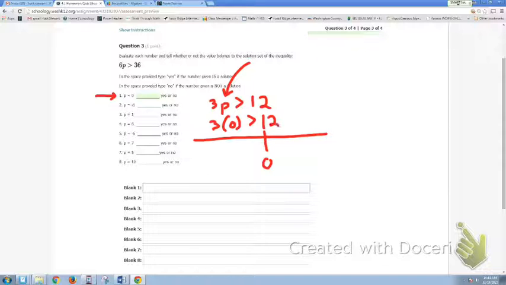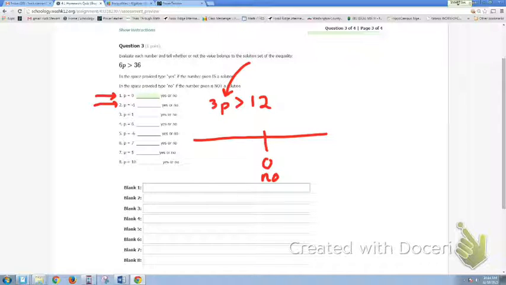And the question is, is this true? Well, 3 times 0 is 0. Is 0 greater than 12? And the answer would be, in my case, I would say, for 0, no. No, 0 is not a solution. Now in yours, you're going to have to evaluate it on your own.